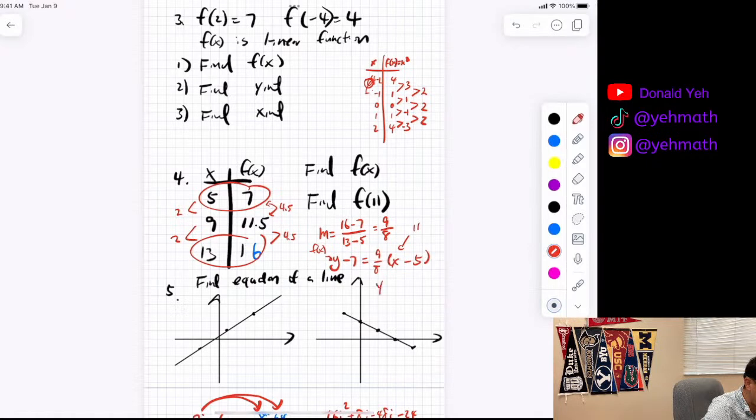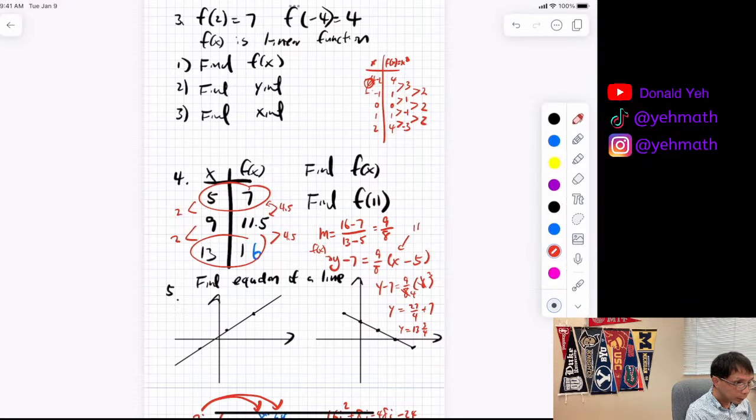So it'll be y minus 7 is equal to 9 over 8 times 11 minus 5, which is 6. And you can simplify this down to 4 and 3. And that's equal to 27 over 4 plus 7. And then I don't know what the number is. 13 and 3/4, I think. Yeah, 13 and 3/4. And that's my answer. Or whatever that fraction is.